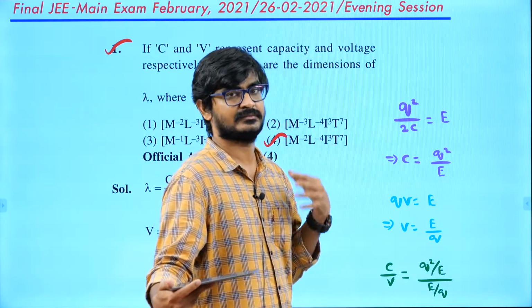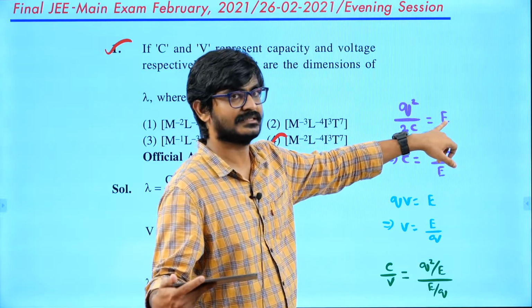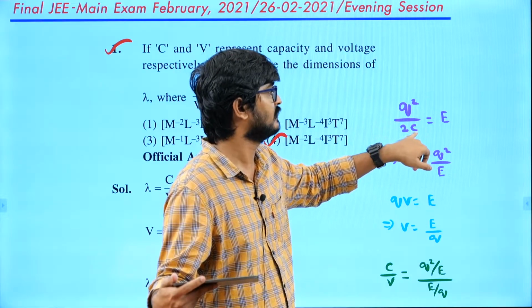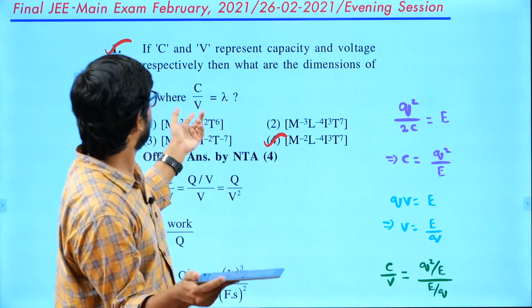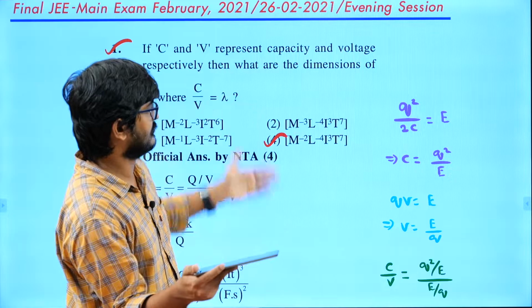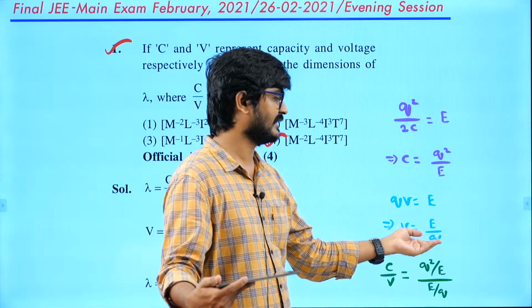So for you there might be some other easier way. For me, energy dimensions are easy, Q dimensions are easy, so C dimensions must be the same as Q square by E. Now similarly for the voltage dimension, Q into V is the same as energy dimension, so V dimensions will be energy by Q.